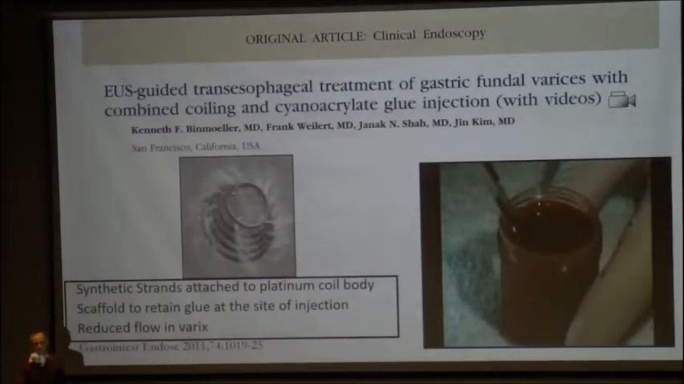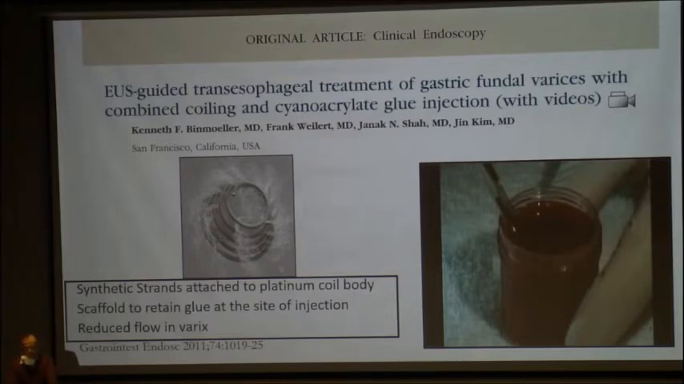So EUS guided coil and glue both have complications, in the form that if we do EUS guided glue, then the risk of embolism is still there. If we have to inject coils, then they are to be multiple in number so as to form a mesh, and it increases the cost of the procedure.